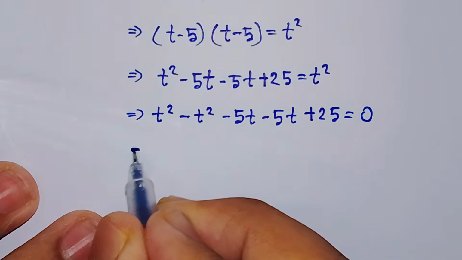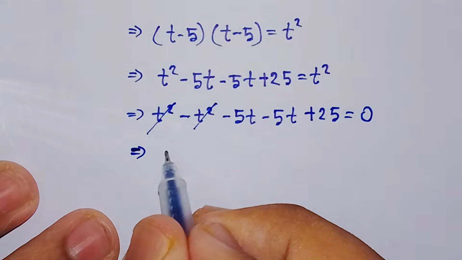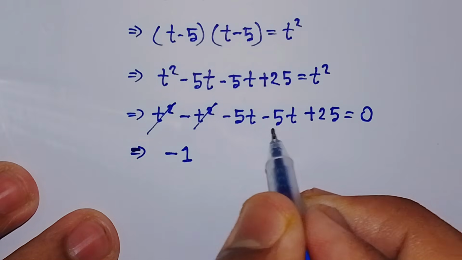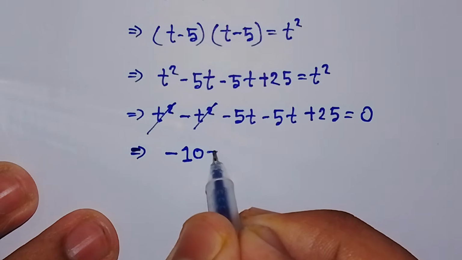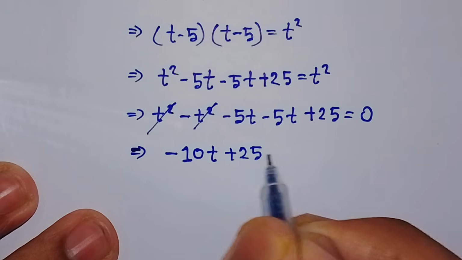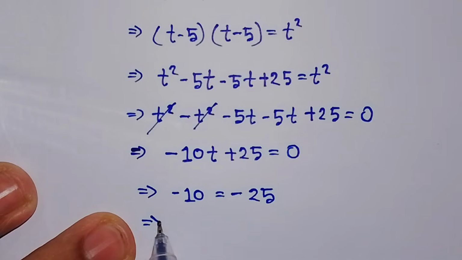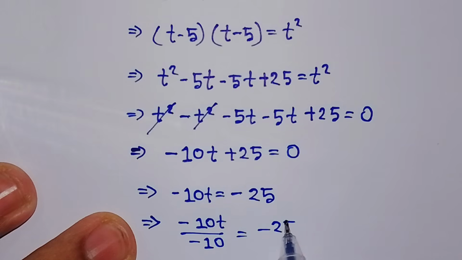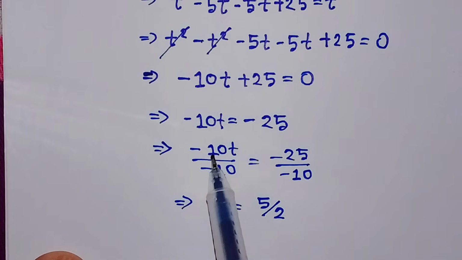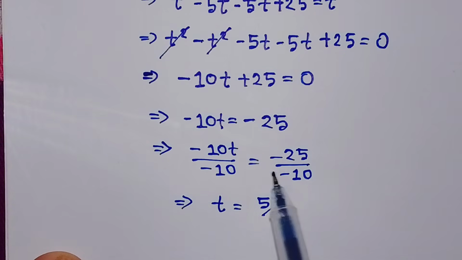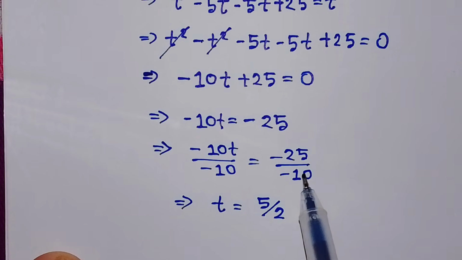Now this t square and this t square cancel out, then we can write this 5t and this minus 5t equal minus 10t plus 25 equal 0. So minus 10t equal minus 25. So minus 10t divided by minus 10 equal minus 25 divided by minus 10.